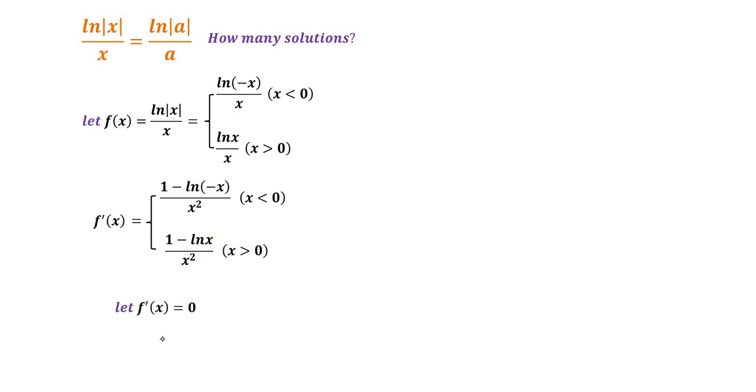We let f'(x) = 0. When this is equal to 0, we get x equal to positive and negative e. For the negative case, the answer is x = -e, and for the positive case, we get x = e. With these cutoff values, we are able to discuss how f(x) changes with x.